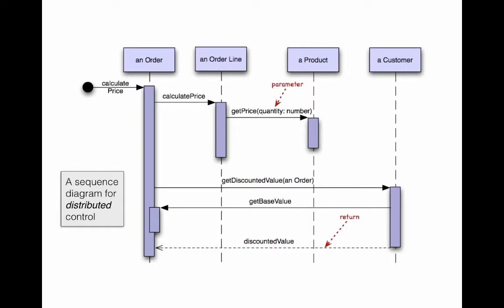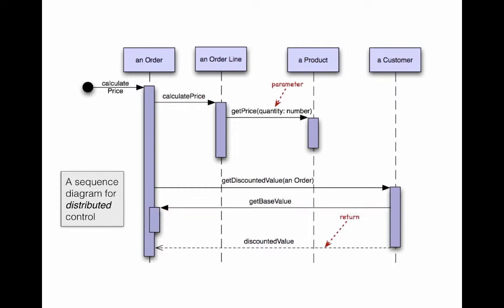Here's another sequence diagram. This one shows a method with a parameter. Also, something interesting is happening here with the call getDiscountedValue. The caller, an order, is passing itself as a parameter, and then the customer is calling back to the order object to obtain the base value. This is known as a callback, and some programmers find this convenient to use.